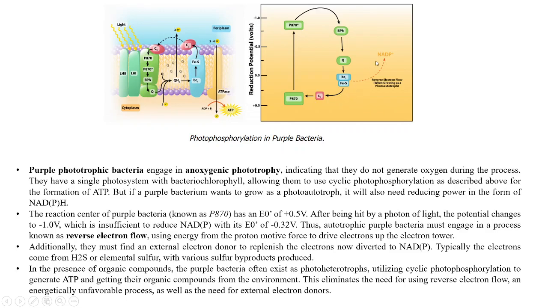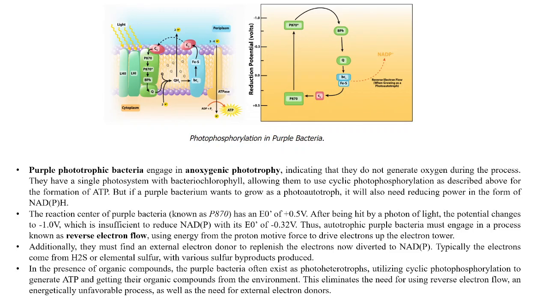And additionally, they also need to find an external electron donor to replace the electrons now diverted to NADP. And typically these electrons come from hydrogen sulfide or elemental sulfur, with various sulfur byproducts produced, as we can see here. And in the presence of organic compounds, these purple bacteria also exist as photoheterotrophs, and in that case they utilize photophosphorylation to generate ATP, and they get their organic compounds from the environment. And basically this eliminates the need for using reverse electron flow, an energetically unfavorable process, as well as the external electron donors.